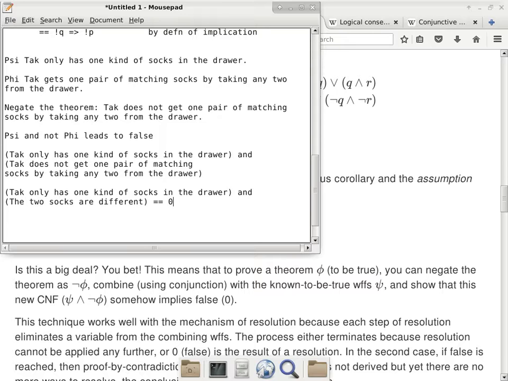So now we have propositional logic, we have CNF, we have the mechanism called resolution. And then we combine this with proof by contradiction. So we combine all of these things. Now what do we have? We have a mechanical system to prove theorems that is guaranteed to terminate.